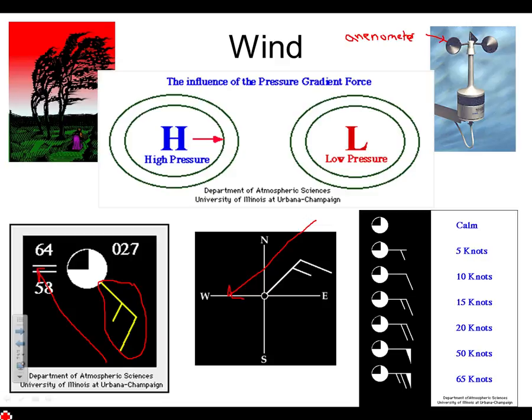You see on your green sheet there, I said wind is always named by where it comes from. So for example, a northerly wind comes from the north. Looking at this one, this wind is coming from the northeast, so you'd say that's a northeasterly wind. This wind here is coming from the southeast, so that's a southeasterly wind.